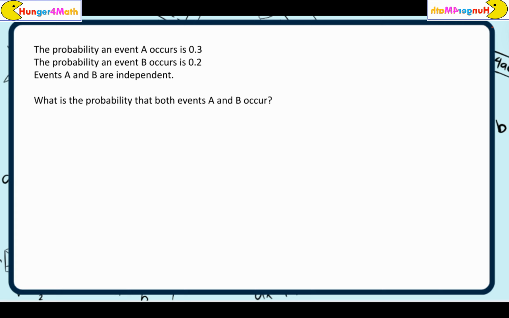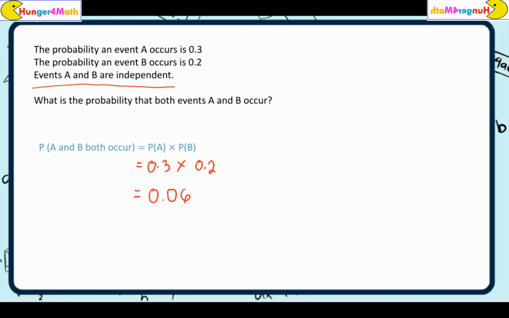Now, since it is stated here that events A and B are independent, we're going to multiply their probabilities. To calculate the probability that A and B occur, it will be the probability of A, which is 0.3, times the probability of B, that is 0.2. Now 0.3 times 0.2 is equal to 0.06. So the probability that A and B both occur is 0.06.